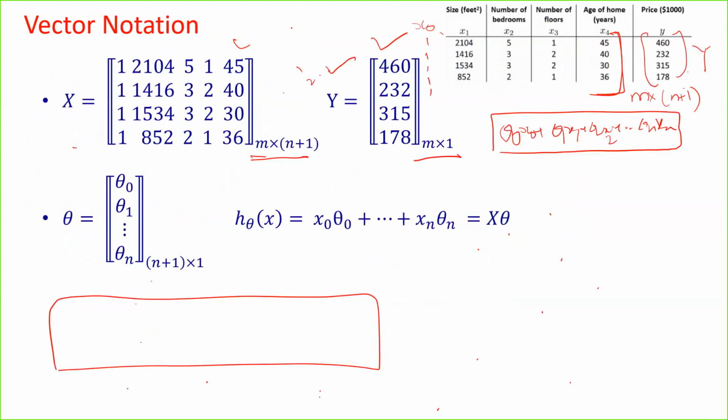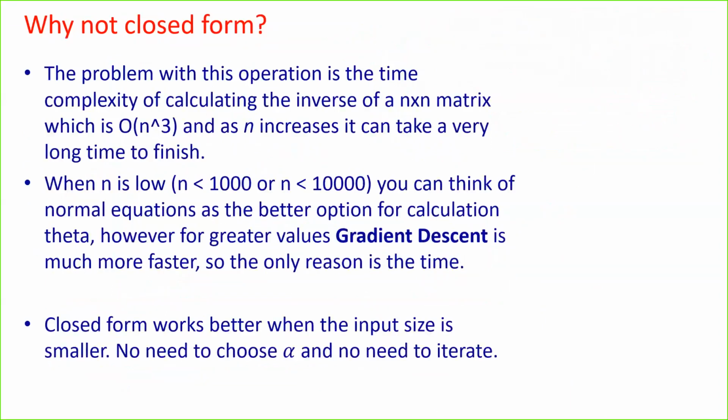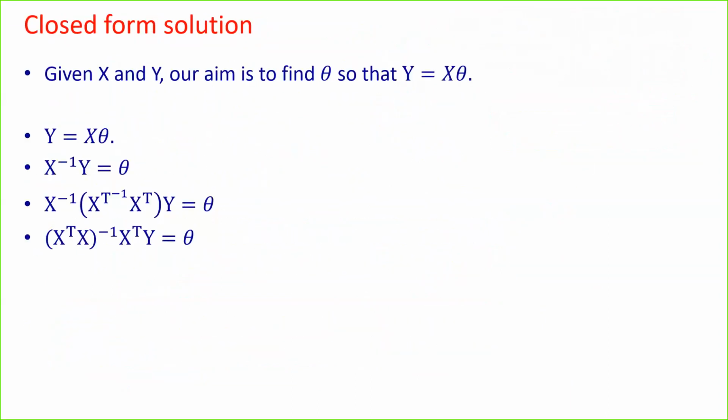We are given x and y. The task is to choose theta such that x times theta is equivalent to y. Agree? X times theta is the prediction, y is the actual value. Predicted values, actual values. So the task is to choose theta such that x times theta is equivalent to y. Am I right? Agree, all of you? Yes, sir. Right. So now we want to choose theta such that y is equivalent to x theta.